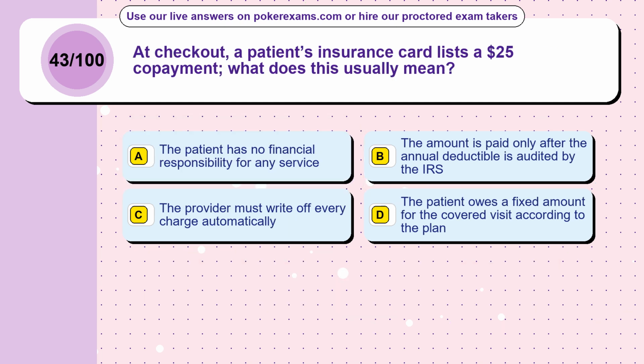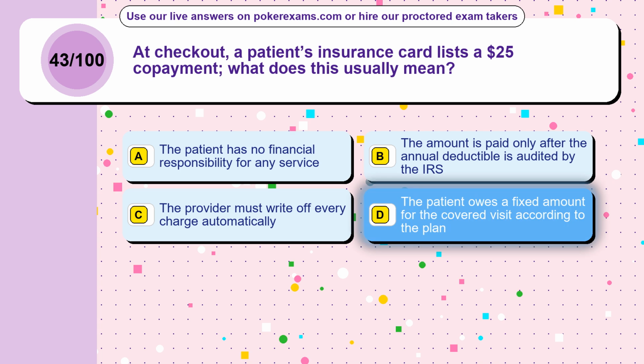Question 43. At checkout, a patient's insurance card lists a $25 copayment. What does this usually mean? Option A. The patient has no financial responsibility for any service. Option B. The amount is paid only after the annual deductible is audited by the IRS. Option C. The provider must write off every charge automatically. Option D. The patient owes a fixed amount for the covered visit according to the plan.